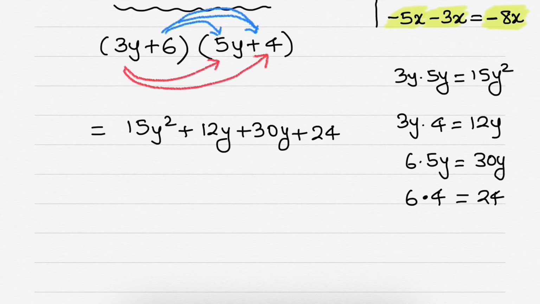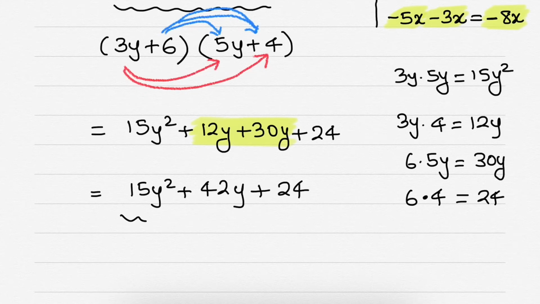Alright, my next step would be, of course, I'm gonna combine the like terms here. The like terms are 12y plus 30y. So the first term is 15y squared. 12 plus 30 will give me 42. So I will get 42y here plus 24 as it is. So this is my final answer.